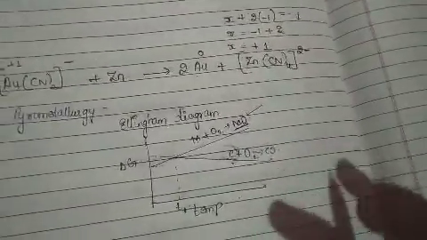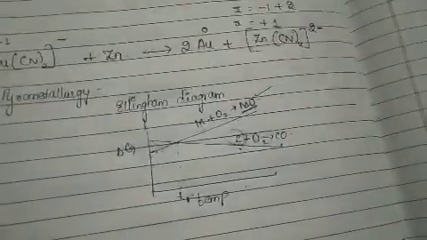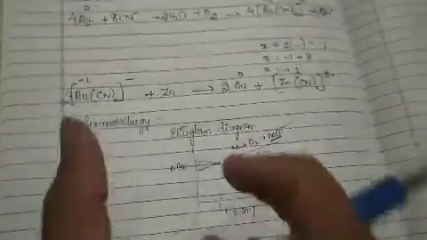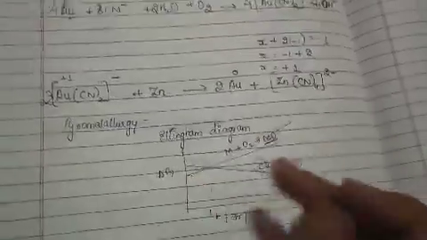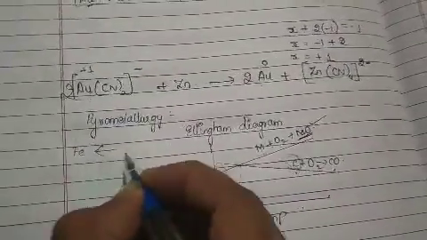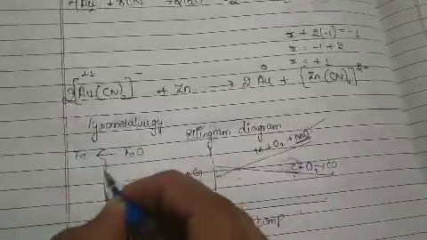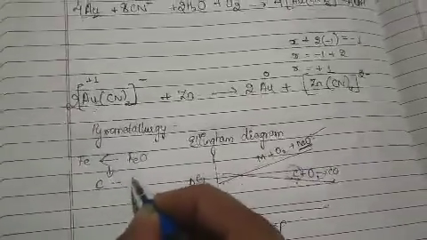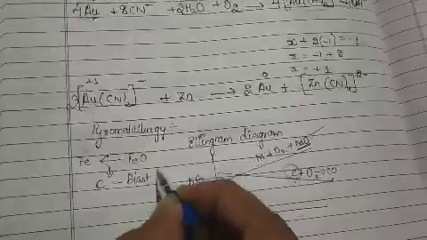So this is what the Ellingham diagram is stating. Is that clear, guys? So in pyrometallurgy, this is the main concept. We have seen the extraction of iron from iron oxide using coke as a reducing agent in the blast furnace.